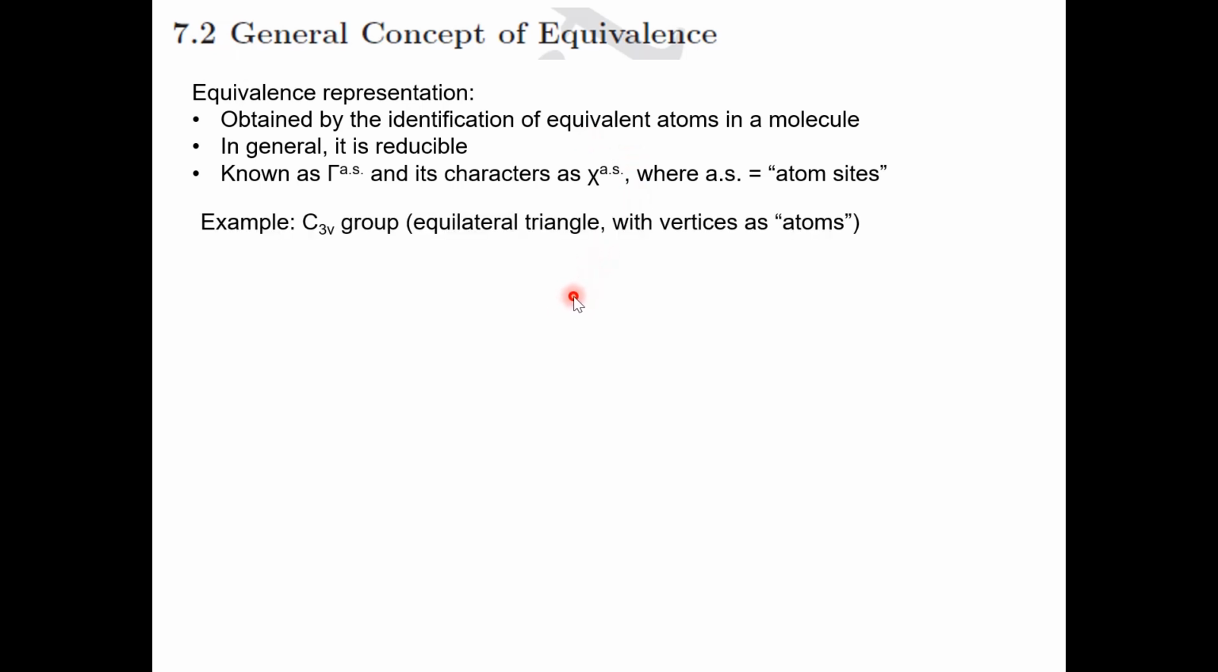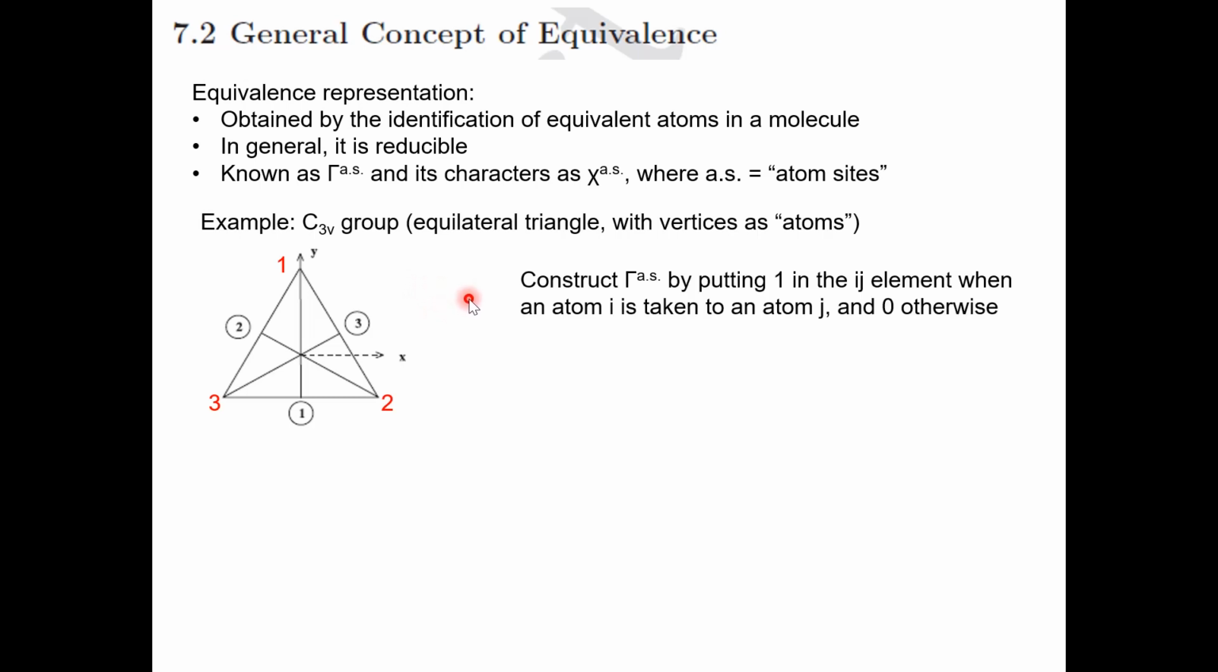So let's see how this works using, once again, the C3v group, the group of the equilateral triangle, as an example. Suppose a hypothetical molecule of this shape. It could also be the NH3 molecule. Suppose that I have three atoms, atom 1, 2, and 3. I'm simplifying using the C3v group, and I'm ignoring the Z coordinate in this case. So how do I construct the equivalence representation in this case?